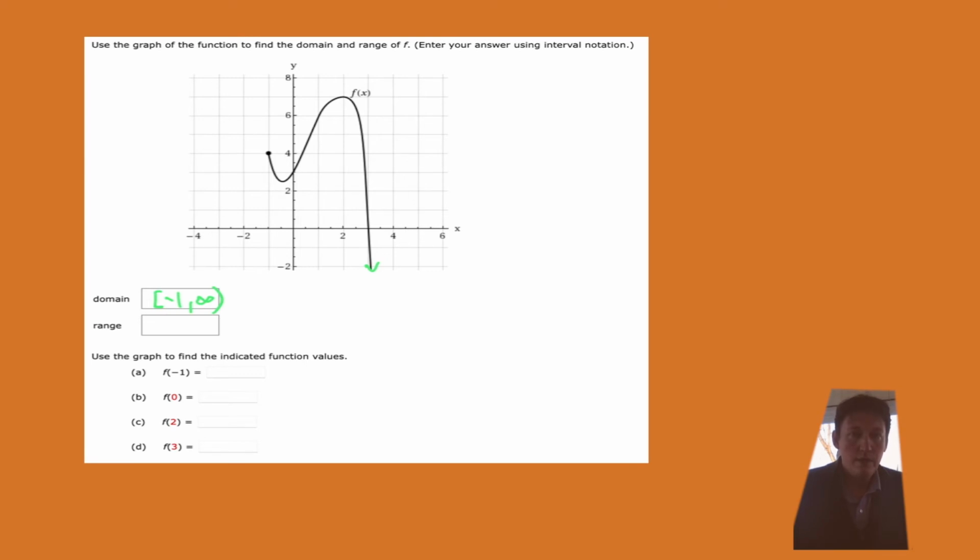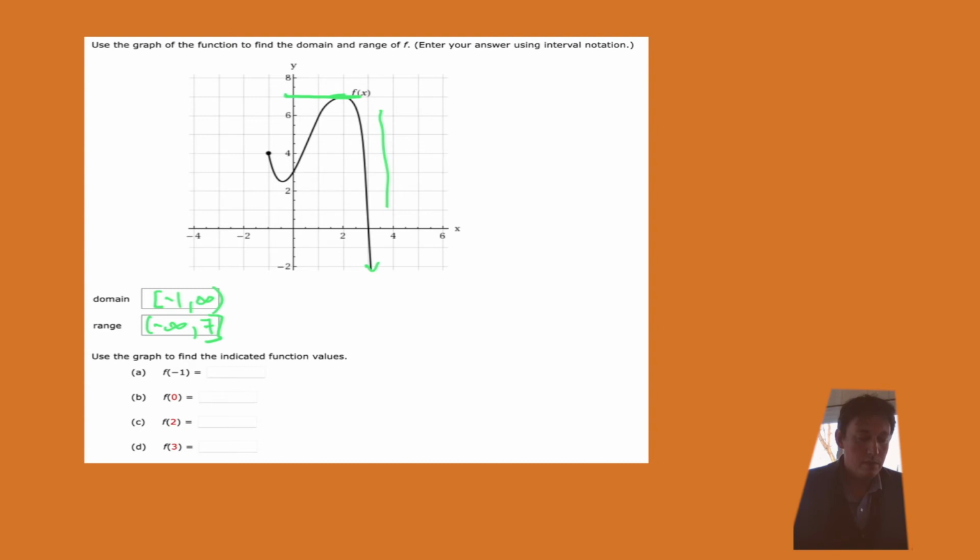For the range, we're going to look at the y values. What is the smallest y value this function could be, and what is the highest y value this could be? Notice this function keeps going down until -infinity. So the lowest y value this could be is -infinity, comma, and what is the highest y value? Well, it stops right here. The y value at that point is 7, and that part is obviously included.